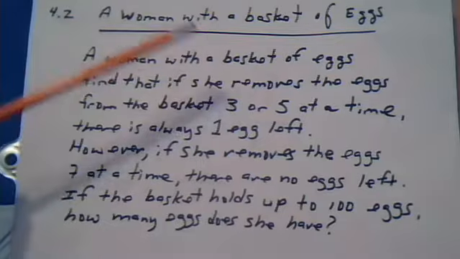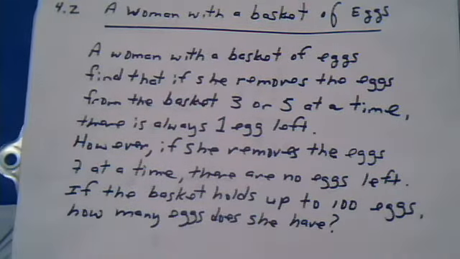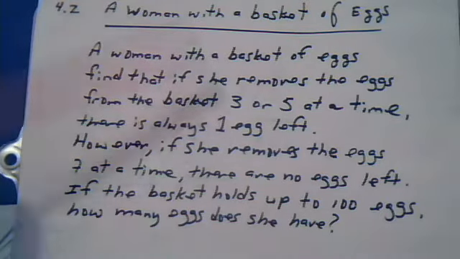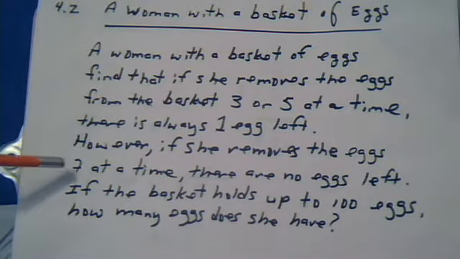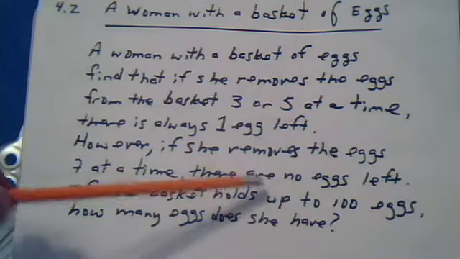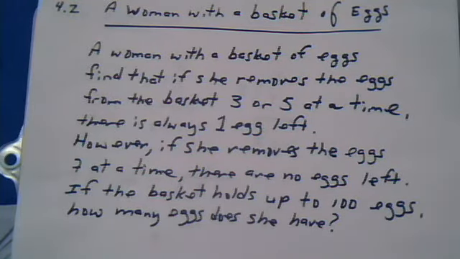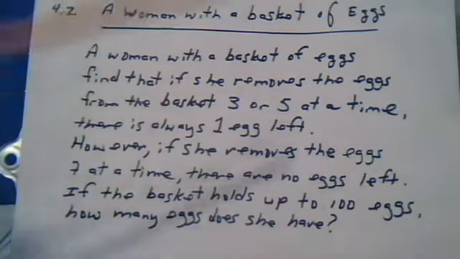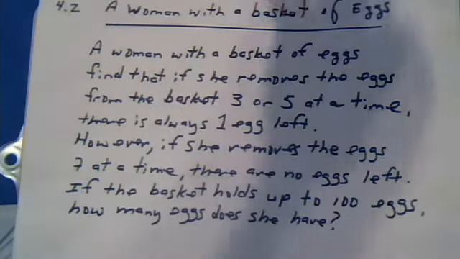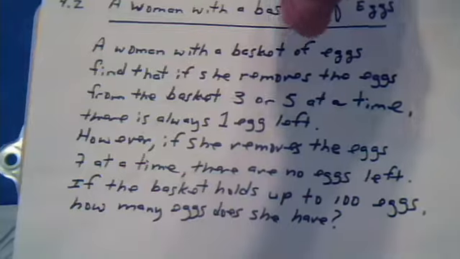So we can translate the removing of 3 and 5 eggs at a time as dividing that quantity by 3 or 5 and getting a remainder of 1. And having no eggs in the basket, if we remove 7 at a time, we could interpret that as the quantity in the basket divided by 7 gives me a remainder of 0. Maximum number of eggs is going to be 100.